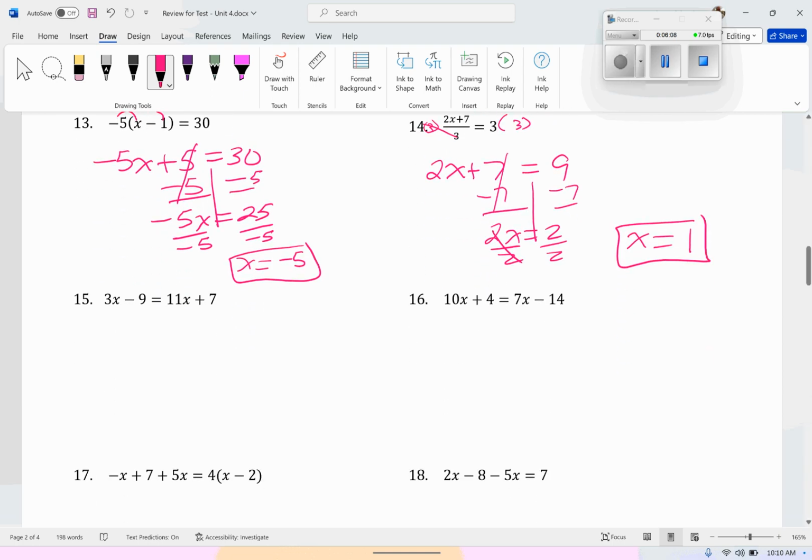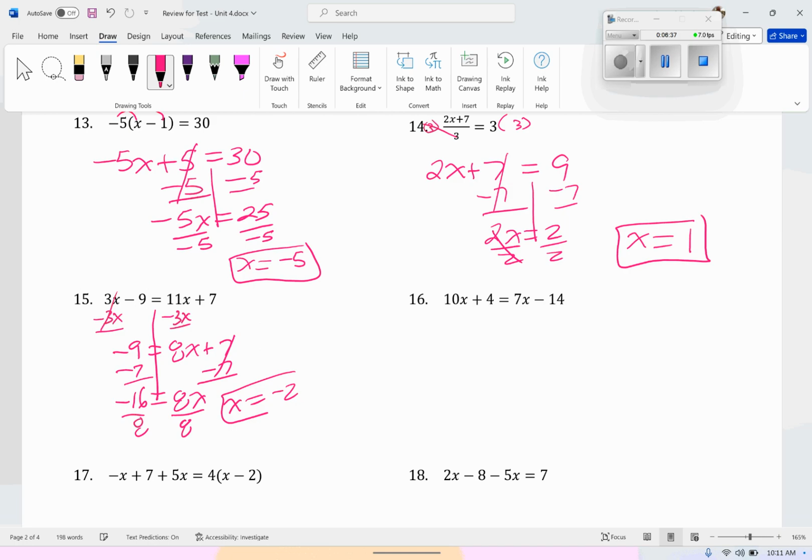Problem number 15. Now we have x on both sides. So we just have to start someplace. I'm going to subtract 3x from both sides first. Those cancel. So 11x minus 3x is 8x plus 7. Subtract 7 from both sides. So that's negative 16. Negative 9 minus 7 on a calculator is negative 16 equals 8x. Divide each side by 8. Reduce. Negative 16 over 8 is negative 2. You could use a calculator on that.